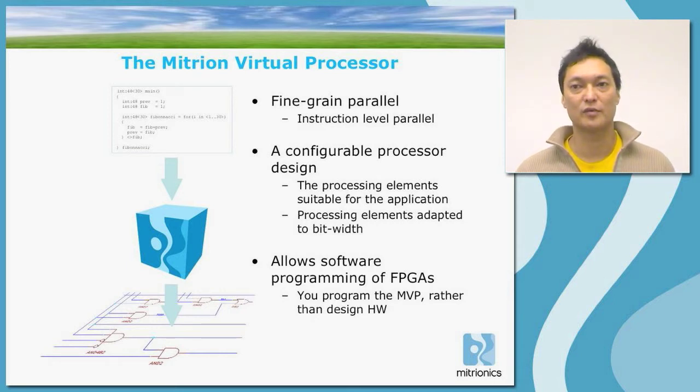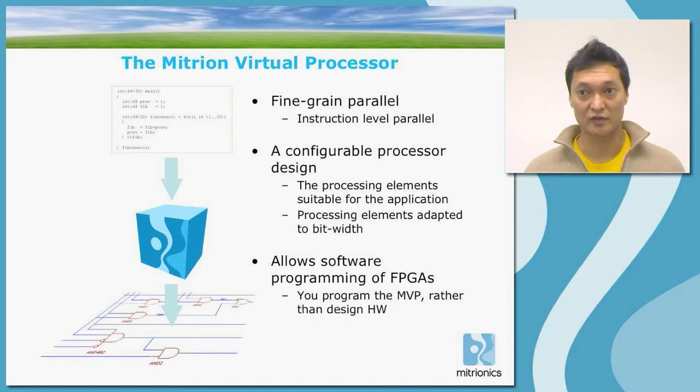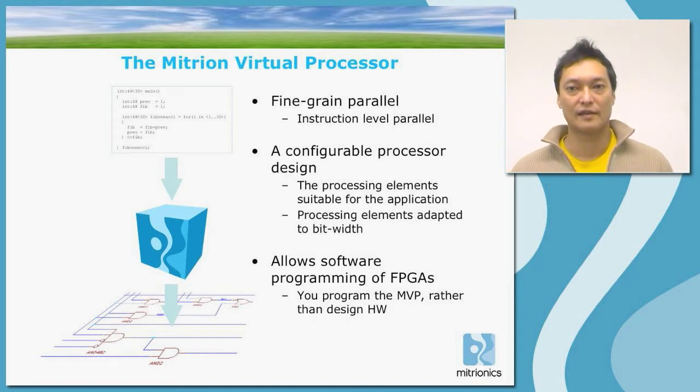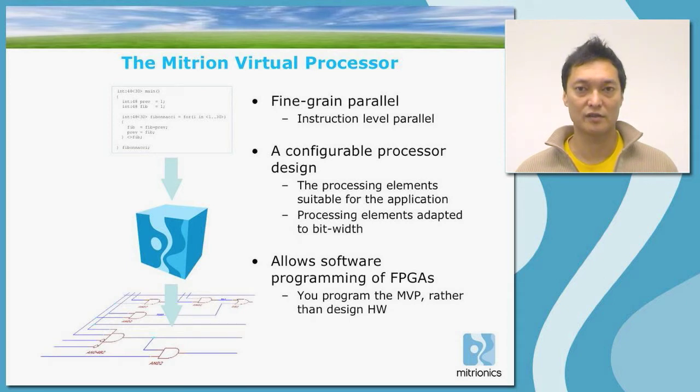The Mitrion Virtual Processor is fine-grained parallel. By this, I mean that it is parallel at the level of individual instructions. It is also a configurable processor design. It is configurable in two different major ways. The first way is in what processing elements are used inside the processor. So for example, an application that does a lot of multiplication but has no division at all in it will not even have a divider.